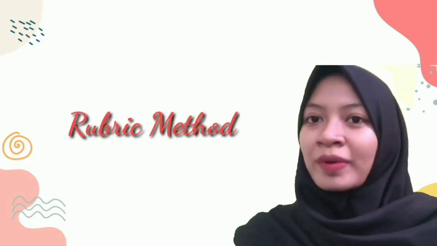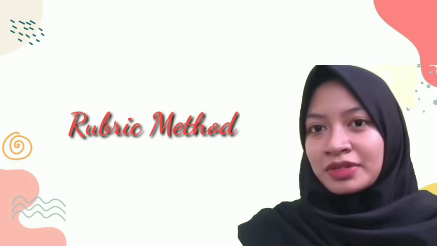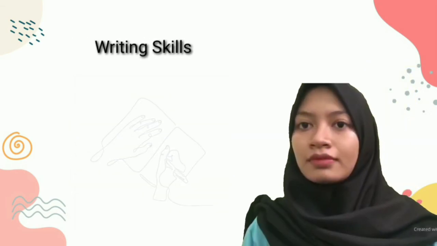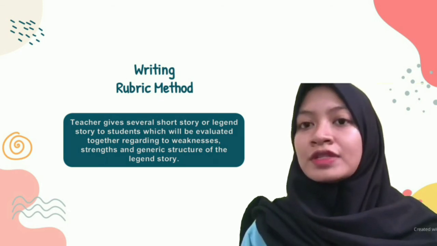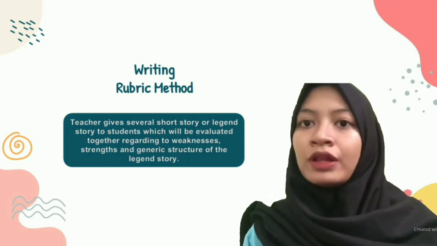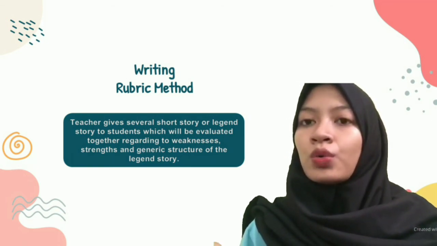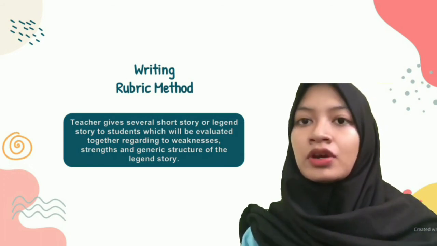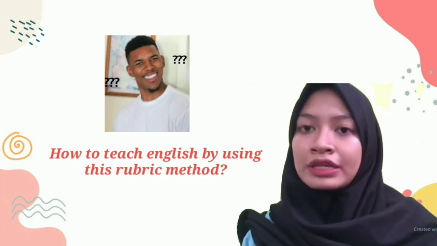Next, teaching English using literature can use the rubric as the method and short stories, especially legend stories, as our teaching materials. These teaching methods and materials can be used in writing skills. The rubric method is where you give several short stories or legend stories to your students, which will be evaluated together regarding weaknesses, strengths, and generic structure of the legend story. And now, how to teach English using this rubric method and a legend story as our teaching material.